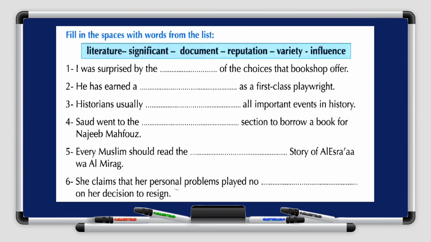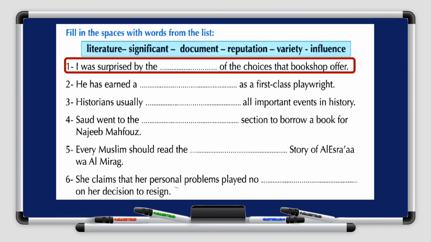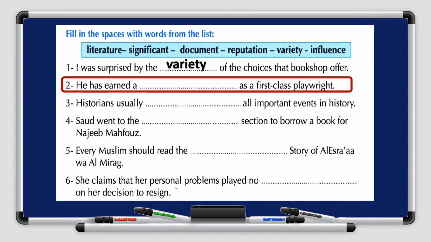Other set of questions relating the same style of question. I was surprised by the space of the choices that bookshop offer. The answer is variety. Variety. Number 2, he has earned as a first class playwright. He has earned a what? He has earned a reputation as a first class playwright.